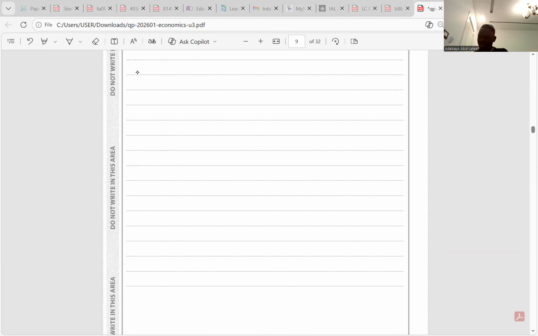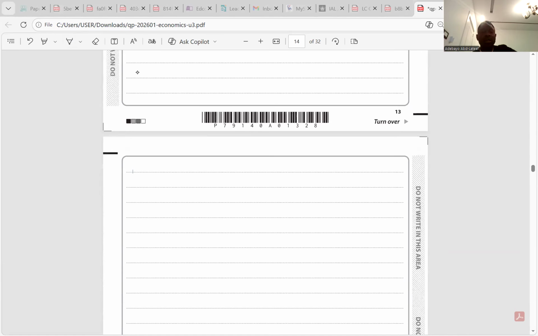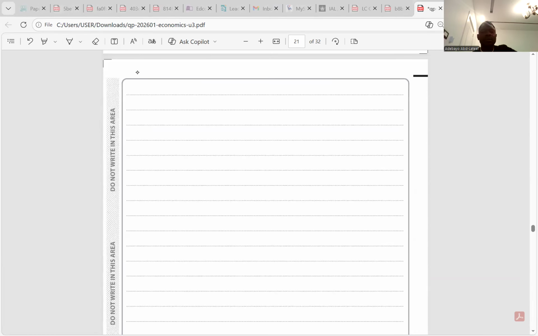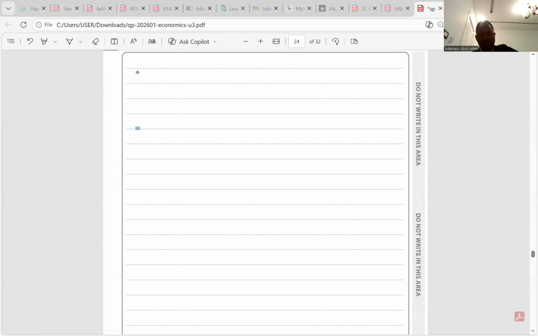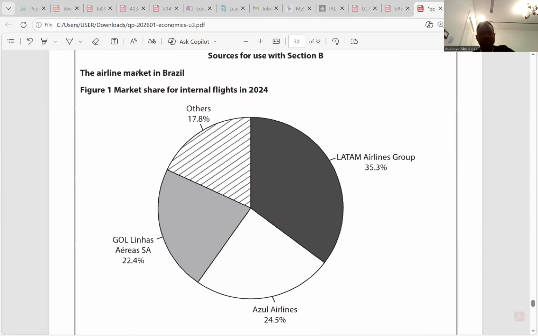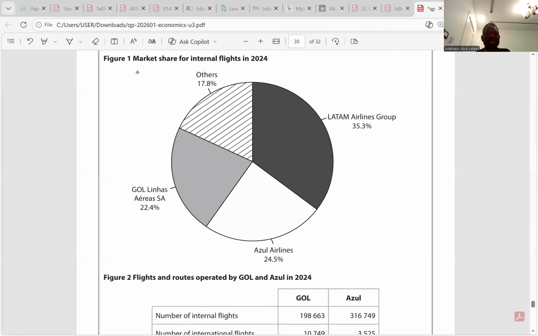For 7B, the question says, with reference to figure 1, explain the market structure that best describes the market for internal flights in Brazil. So we go to figure 1. This is the market share.